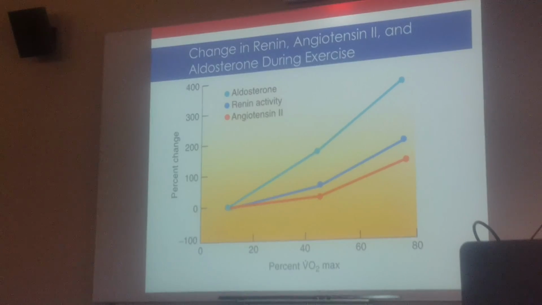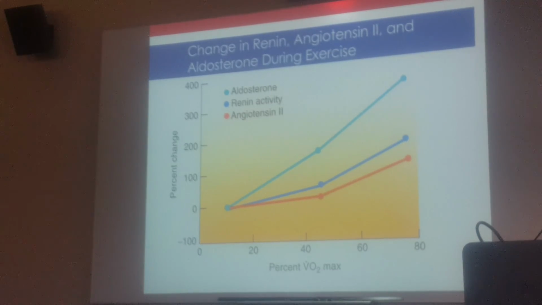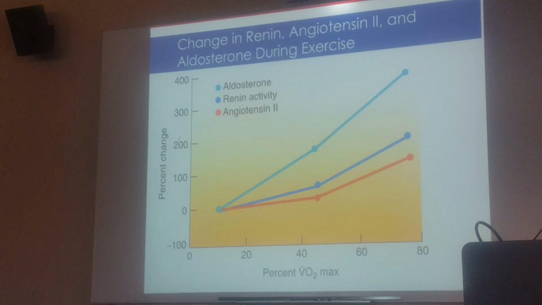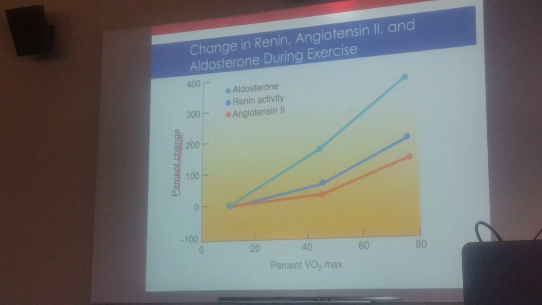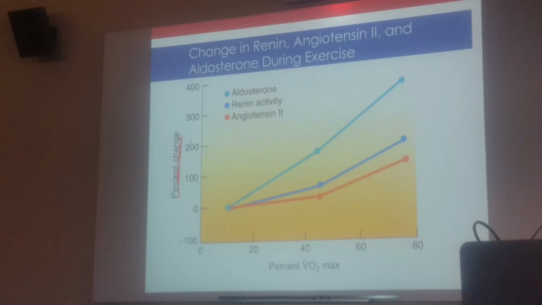So let's take a look at these hormones during exercise. Again, we're looking at percent change on the y-axis, rather than absolute concentration of these during exercise. And so if we look at renin activity, it's the blue line, okay? It's going to start to increase gradually until we get to about 45 to 50%, and then you see a large increase, okay? Just like what we saw with ADH, around 50 to 60, you're going to start to see a big increase in these so you can maintain plasma volume.